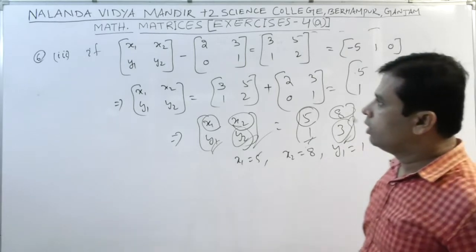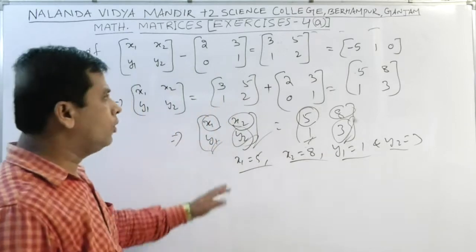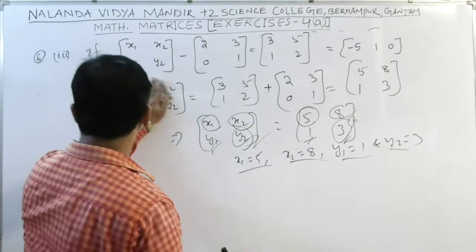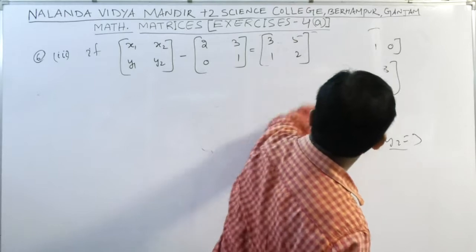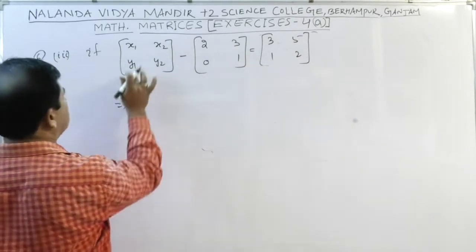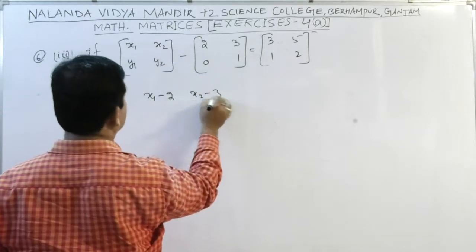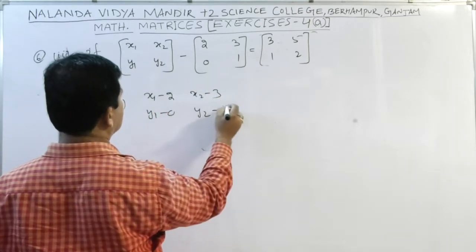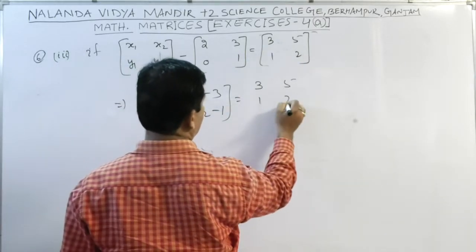Therefore, this is the value of x1, x2, y1 and y2. In this way, we can find it. We can also find x1, x2, y1, y2 in a different way, that is, if this minus this is equal to this, this implies [x1 minus 2, x2 minus 3; y1 minus 0, y2 minus 1] is equal to this matrix, let's say [3, 5; 1, 2].